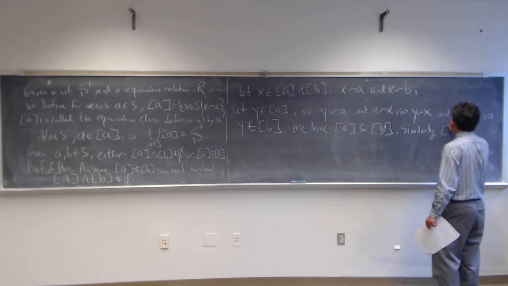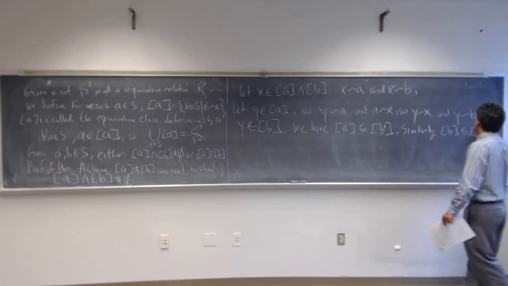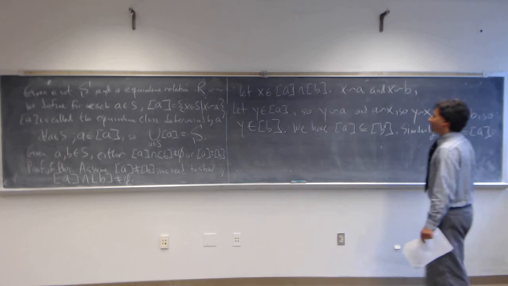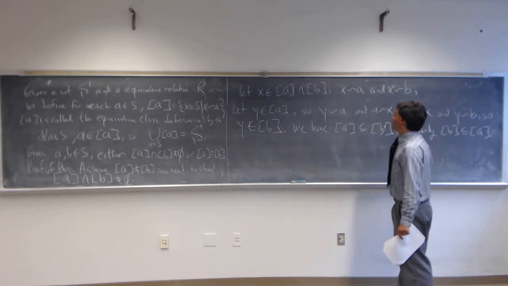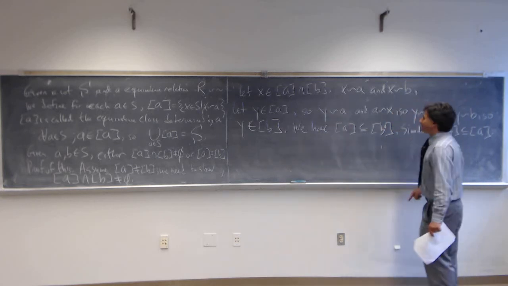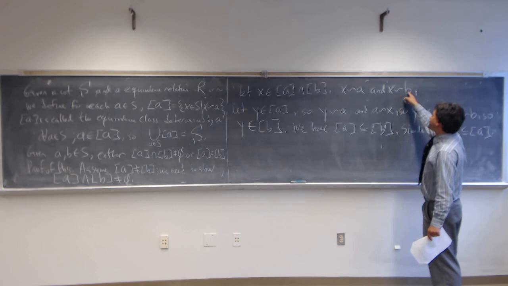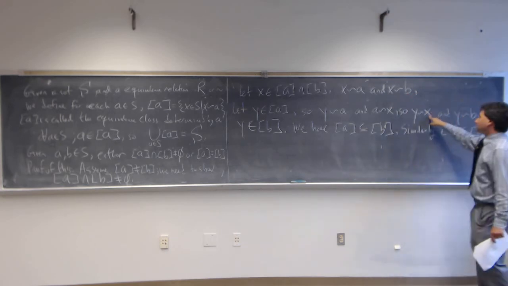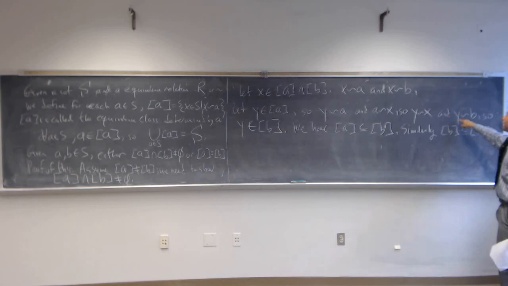And similarly, you can make an argument that B is contained in the equivalence class of A, right? If we took a Z that's in the equivalence class of B, well, Z would relate to B, but then this would also be the same as B relates to X, so Z would relate to X. But since X relates to A, that would mean Z relates to A.